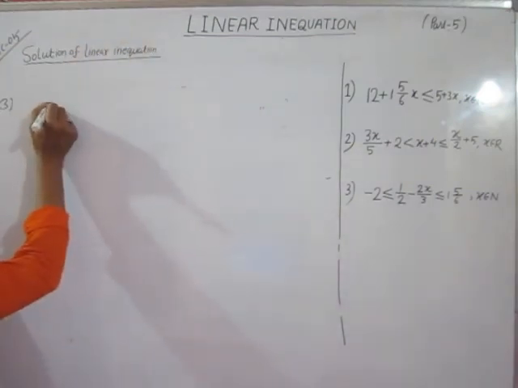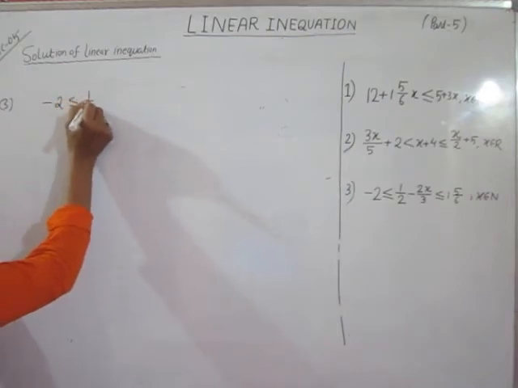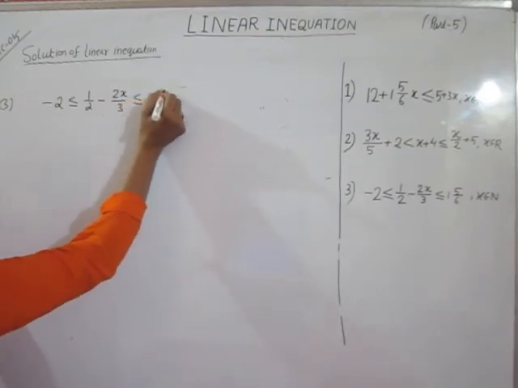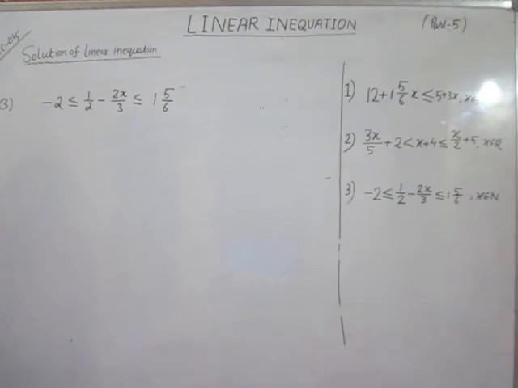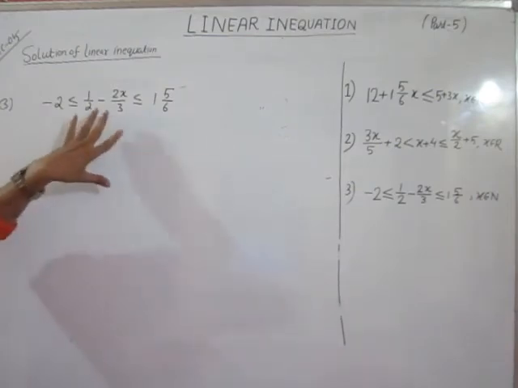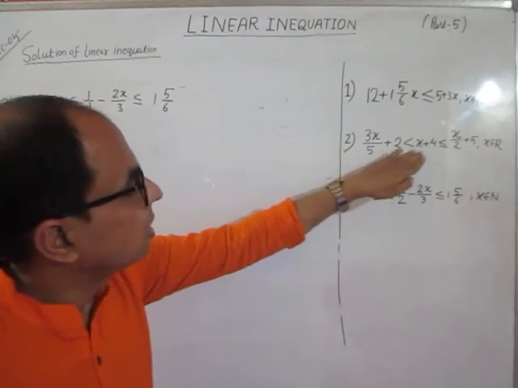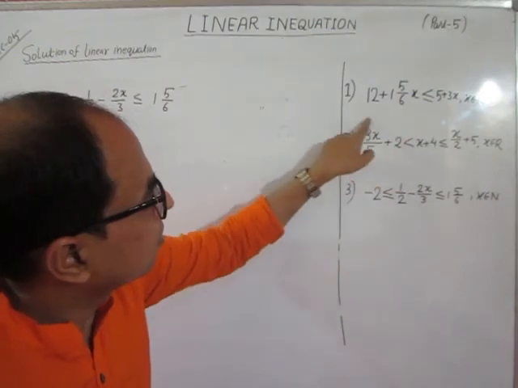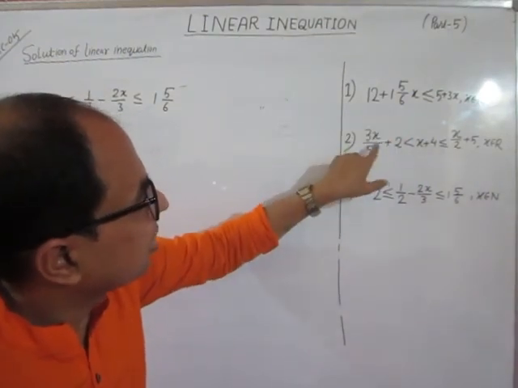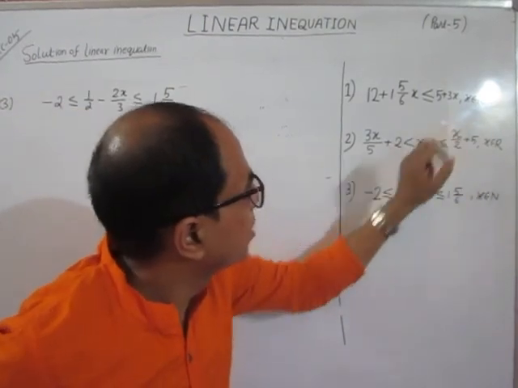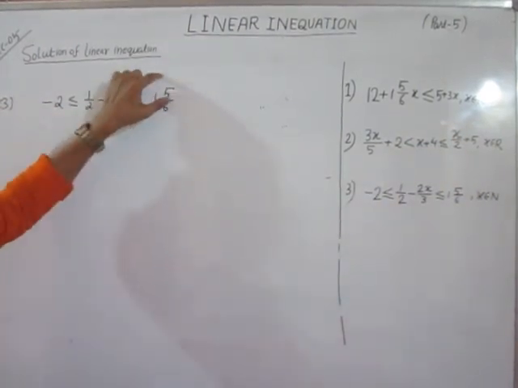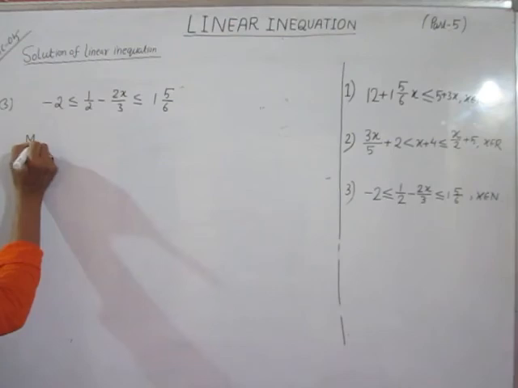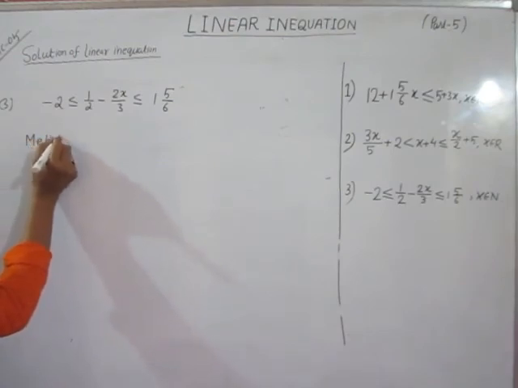So minus 2 less than or equal to 1 by 2 minus 2x by 3 less than or equal to 5 by 6. Now we have to solve this inequation. This inequation looks similar to the earlier one, but one difference is there. In the earlier inequation the outer parts were linear expressions having x. But here this is a pure constant, and this is also a pure constant. So we can solve this question easily by this method. So I will solve this question by two methods.